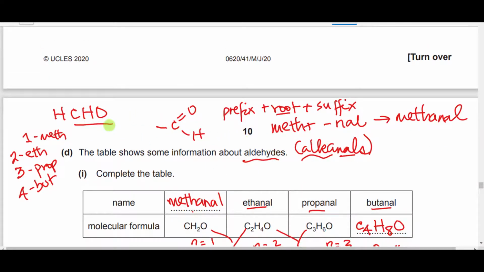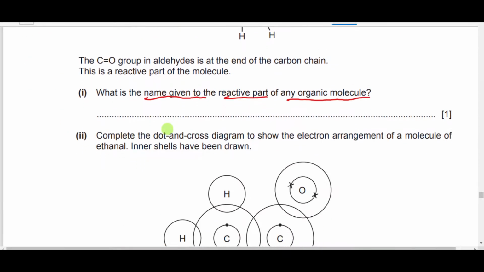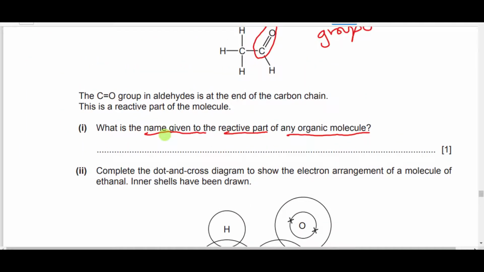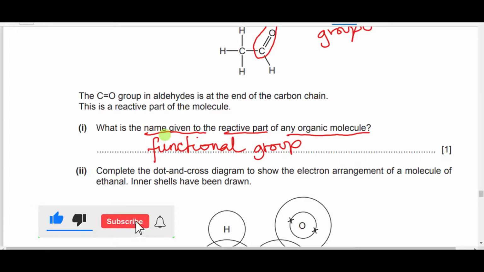I said that this is the functional group. That's what determines the chemical property of the homologous series. So the name given to the reactive part of any organic compound or molecule is the functional group, because that is what will make the compound or the molecule behave the way it does chemically, right?